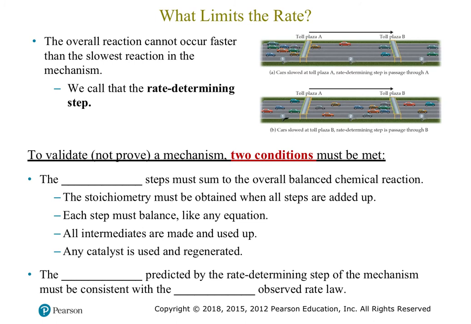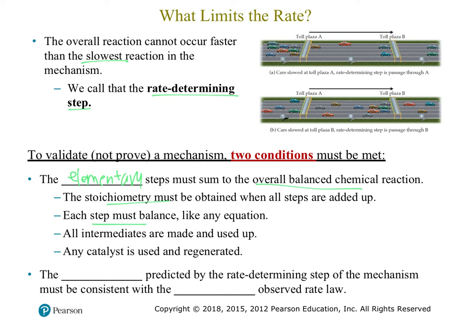So we use our mechanisms to help us explain the rate law. But all reactions don't happen at the same rate within a mechanism. When we have a reaction that is slow, it's what's going to really limit the overall reaction. So we call the slowest step our rate determining step. In order for our mechanism to be legit, each of the elementary steps needs to add up to the overall reaction. Stoichiometry must be in check.